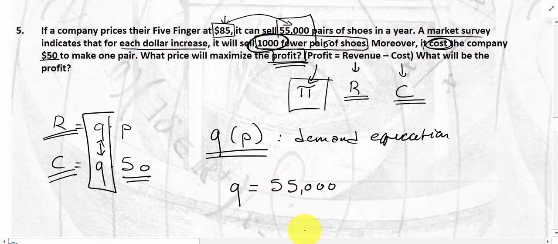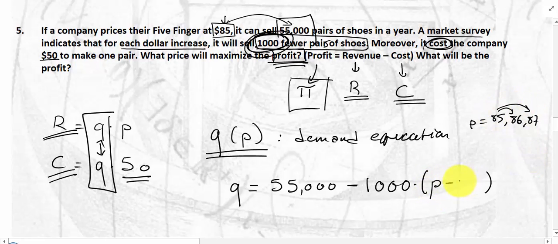You start with 55,000, and this number is going to go down by a multiple of 1,000. Every time you increase the price by $1, it goes down by 1,000. Here you need to figure out how many dollars you've increased the price by. The price is P. P is 85, 86, 87. So you increase by $1, you increase by $2. How are you going to find the increase? You take the price and you subtract 85. The difference between the price and 85 is the increase from 85.